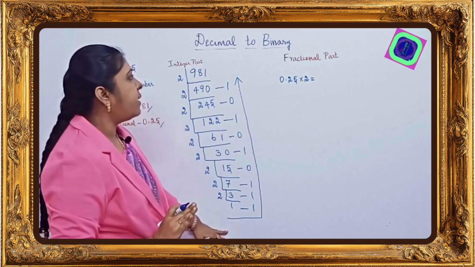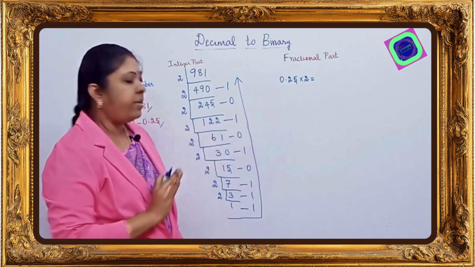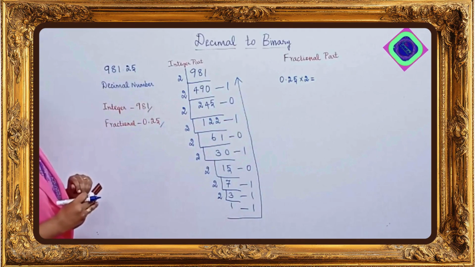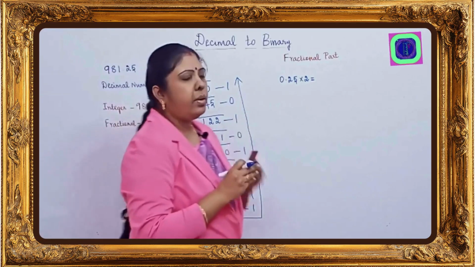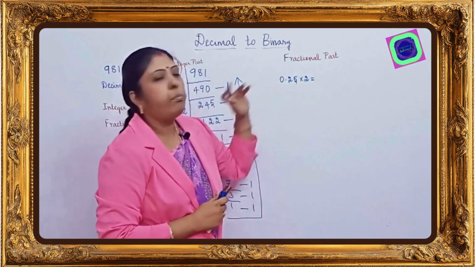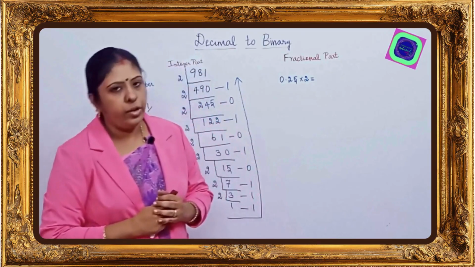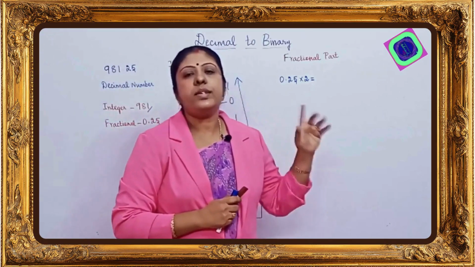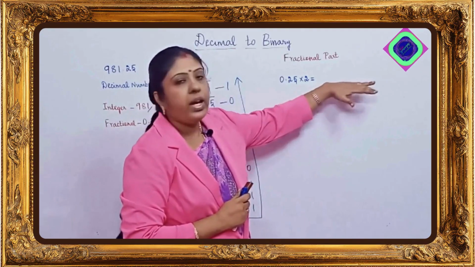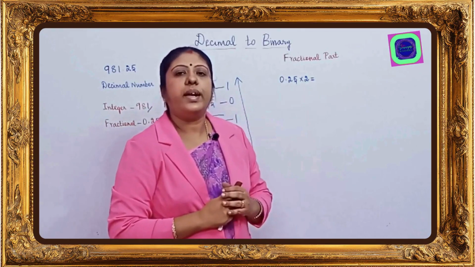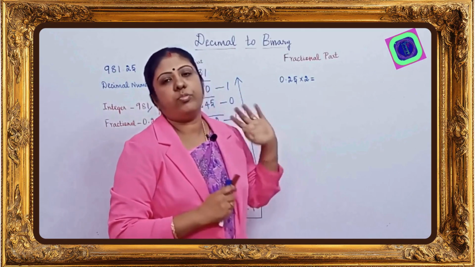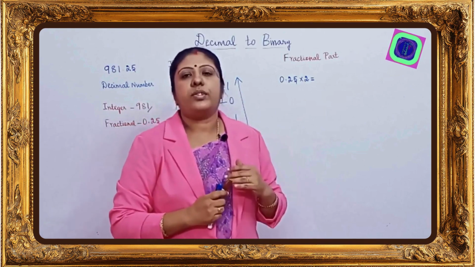Now, before writing the answer, let us solve the fractional part, and finally we can combine and write the answer for the given decimal number 981.25. The base idea for converting the fractional part is we have to multiply the fractional part by 2. In the result we get, we have to select and write the integer part separately, and again the fractional part has to be multiplied by 2. This process has to be continued.